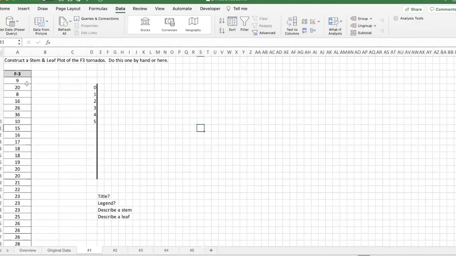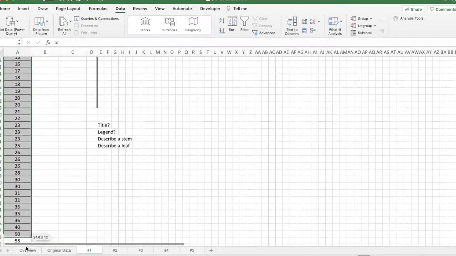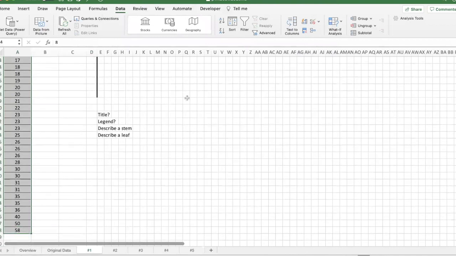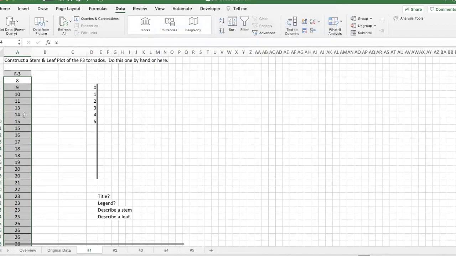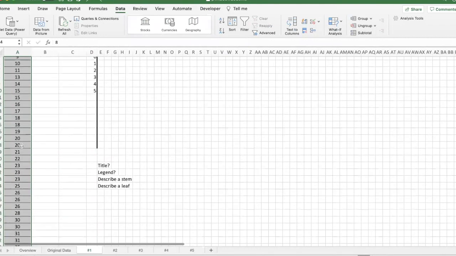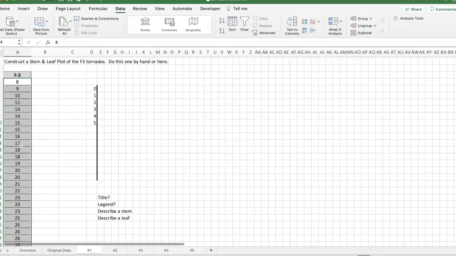So a useful feature is the sort. If you've never seen this, all you have to do is highlight the data you want to sort, and then come on up here to Data and Sort. You can see that it's going to sort on F3, and it's going to sort the values from smallest to largest. You could, if you wanted, also sort from largest to smallest. Then we say OK, and what you should see is this data is now sorted. This will make it a lot easier for you to fill out your stem and leaf plot.